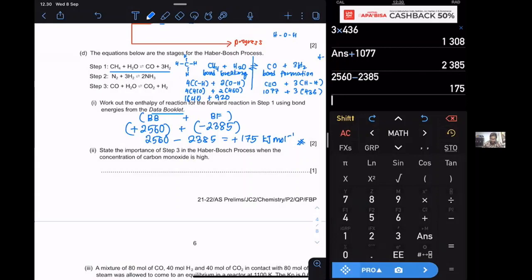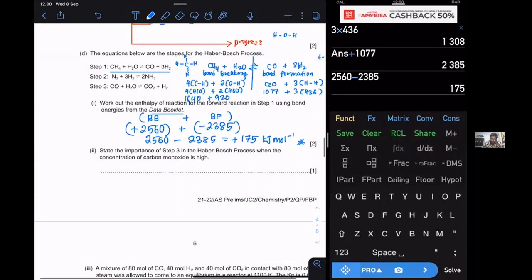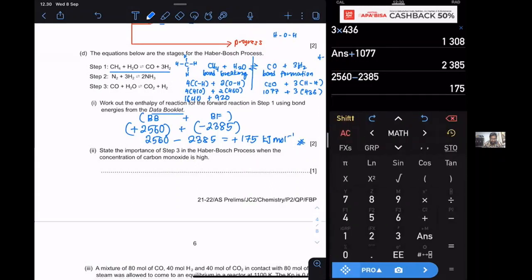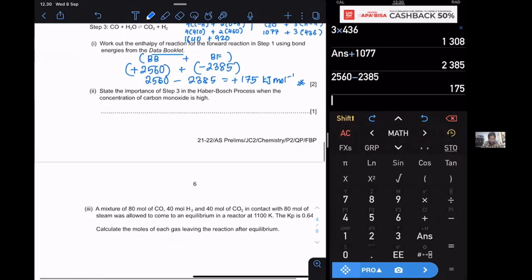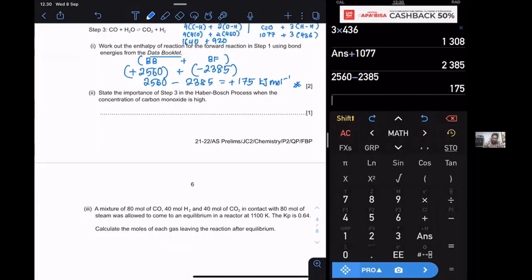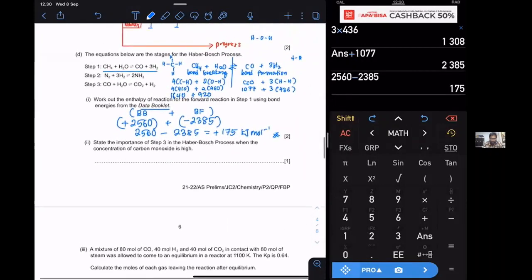Now next, state the importance of step 3 in the Haber process when the concentration of carbon monoxide is high. When the concentration of carbon monoxide is high, what they do in step 3 is remove the carbon monoxide by changing it into carbon dioxide. They are asking why it is important.